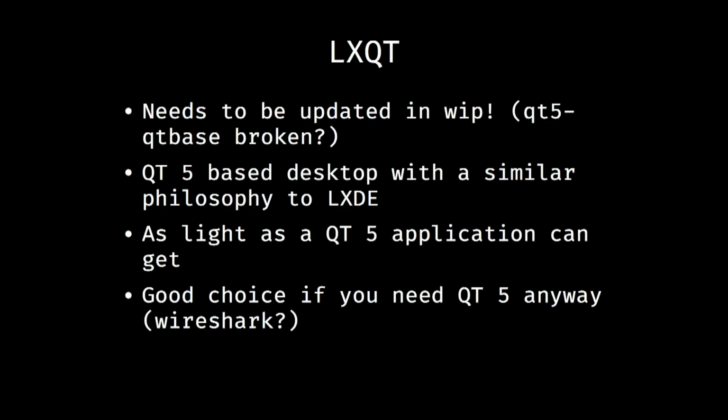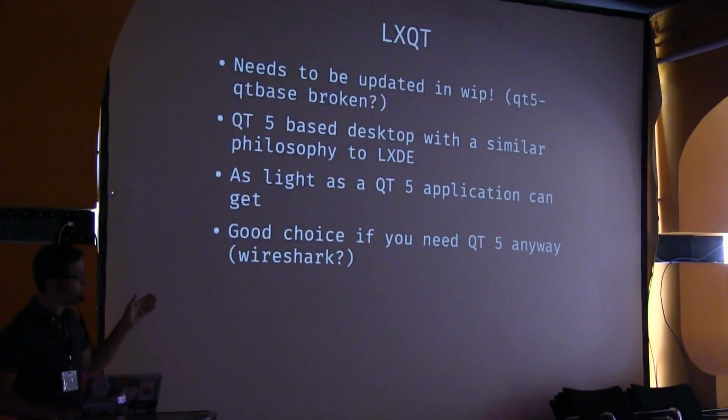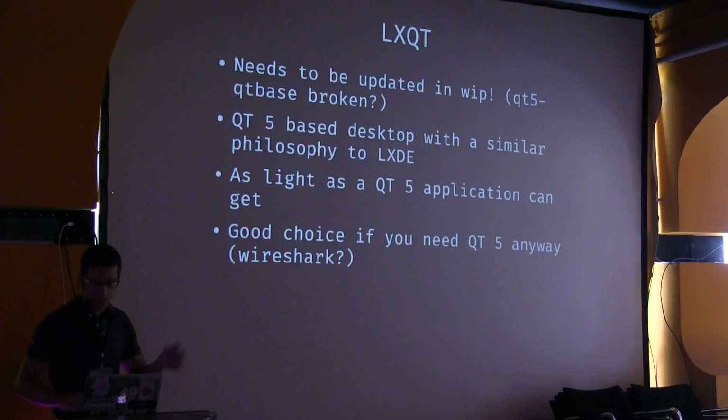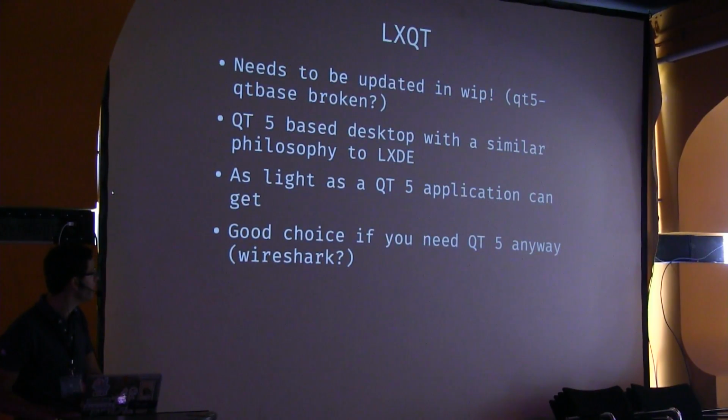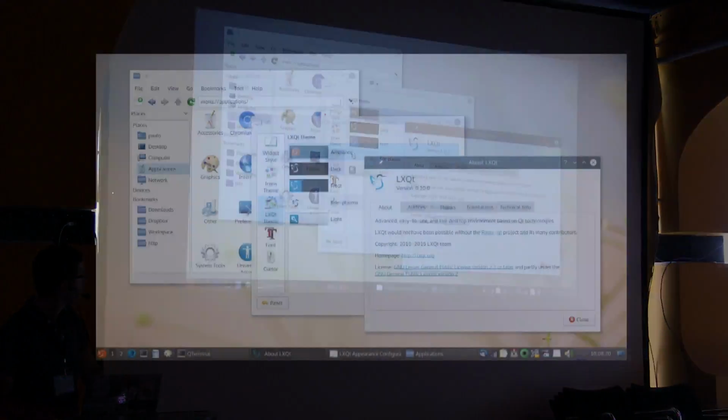LXQT, that's also a work in progress, but I tried to import it before this talk, but I had an issue building Qt5 in NetBSD 8, so I wasn't really able to finish that. But basically, it's like LXDE, so really nice, not many tools, and it uses Qt5, which is really good looking. So if you have Qt5 for Wireshark or any other application, I recommend LXQT if you want a small desktop. It looks like this.